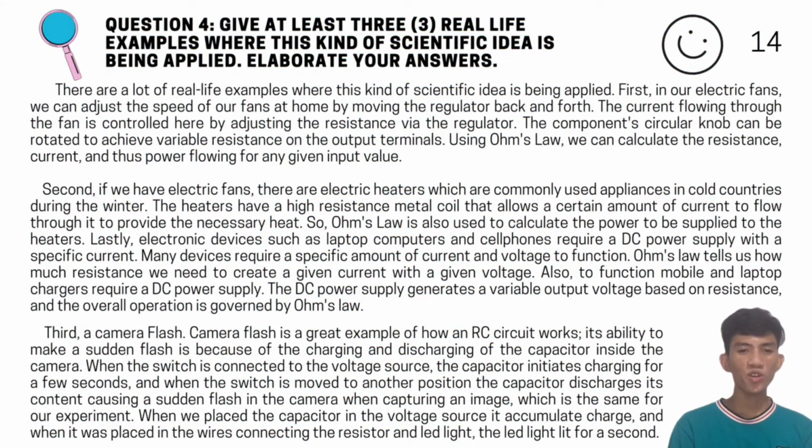Using Ohm's law, we can calculate the resistance, current, and thus power flowing for any given input value. Thus, there are a lot of real-life examples where this kind of scientific idea is applied to our everyday life. First, in our electric fans, we can adjust the speed of our fans at home by moving the regulator back and forth. The current flowing through the fan is controlled here by adjusting the resistance via the regulator.